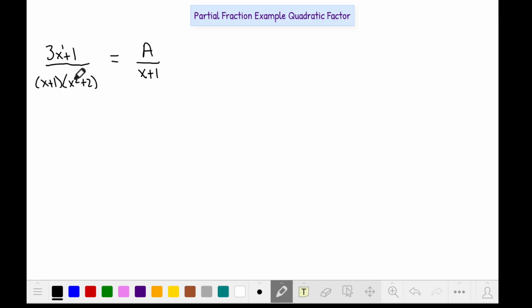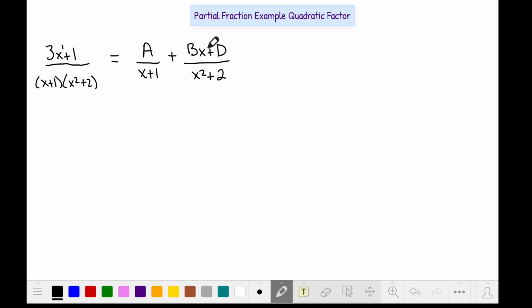And now the second factor is quadratic. Its biggest power is a power 2. So because the biggest power is 2, that means that the factor on top is 1 smaller. So it's going to be power 1. So we're going to have bx plus d divided by x squared plus 2.